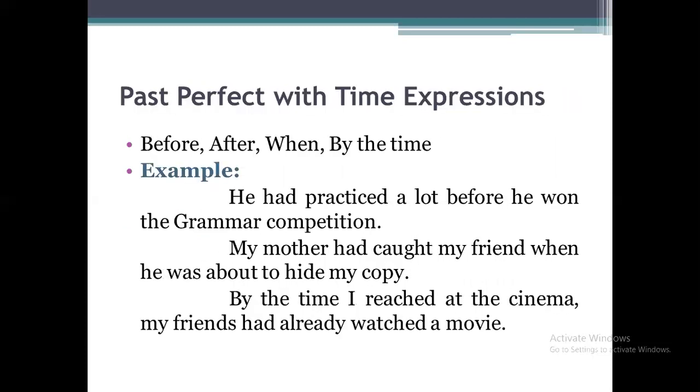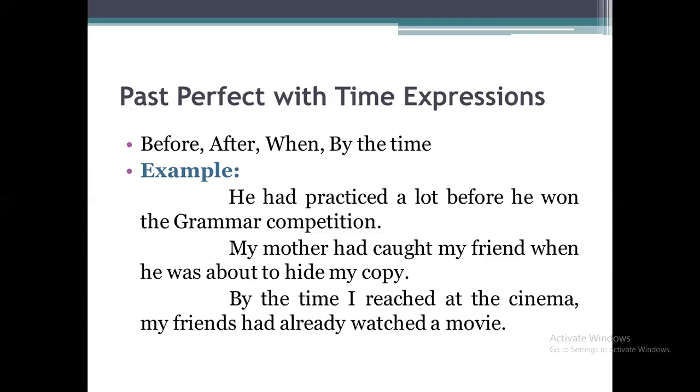So now we have done the past perfect definition and examples, and we have done the merger of both the tenses. Now here we have past perfect with some time expressions. Those are before, after, when, by the time, and so on, whatever you want to use there. So you can add time expressions in the past perfect tense. Here we have some examples.